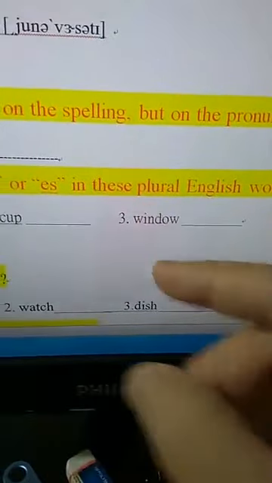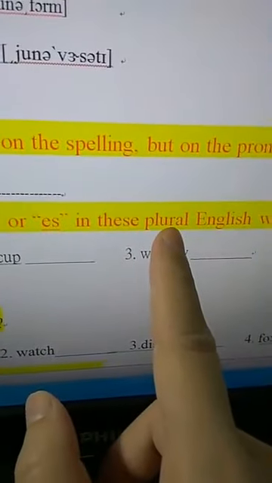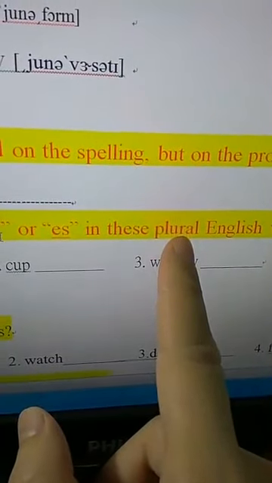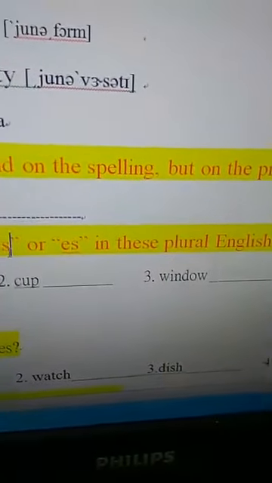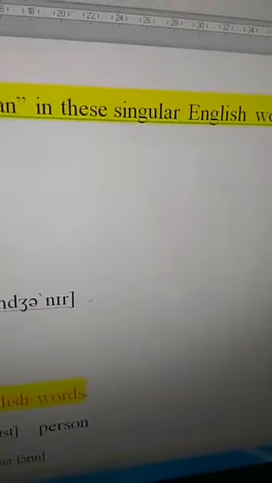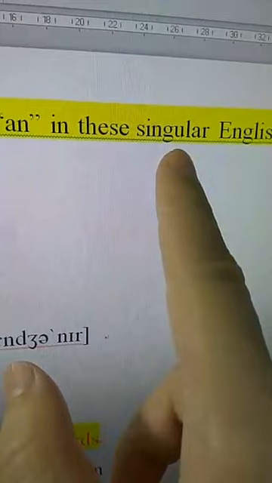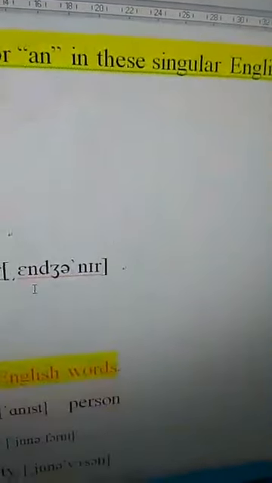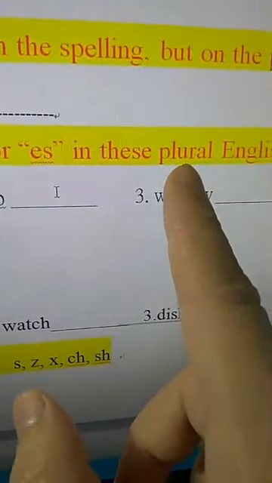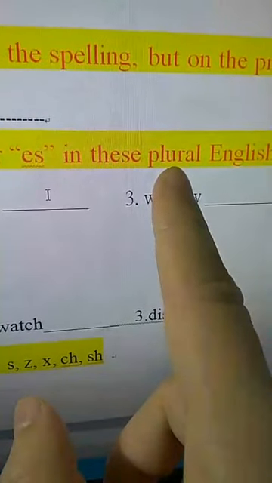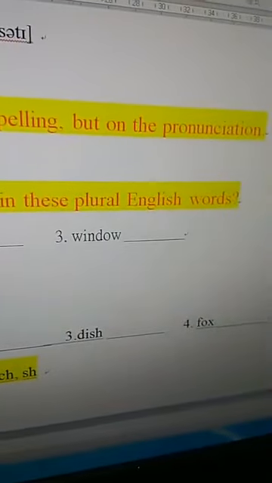Should we use s or es in these plural English words? Okay, plural means more than one, like 2, 3, 4, and more. And we talked about the word singular, right? Singular means only one. So the opposite meaning is this: plural means more than one, like 2, 3, 4, 5, 6, and above. Right now we are talking about plural English words.